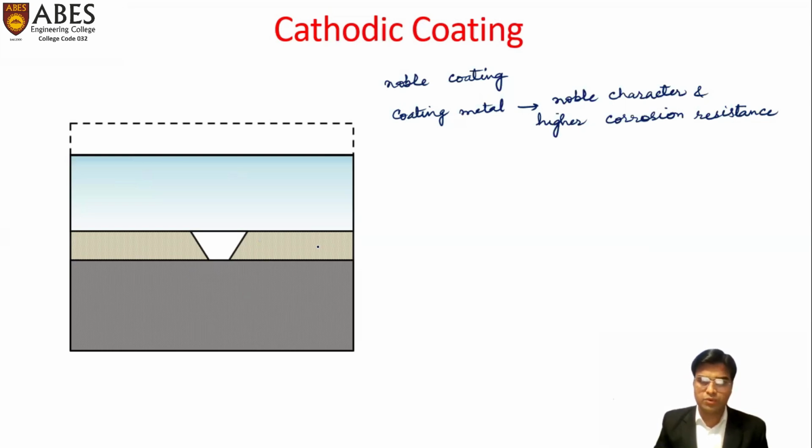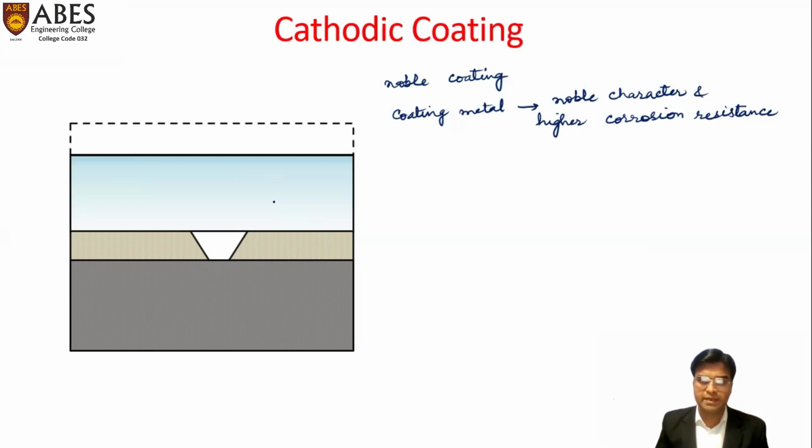Due to the higher corrosion resistance of the upper layer of the coating, the corrosion will not happen and it works as a barrier between the underlying steel structure and the corroding environment. So corrosion is prevented. However, this kind of protection is possible only when this coating is intact, when it is free from any pore or crack.